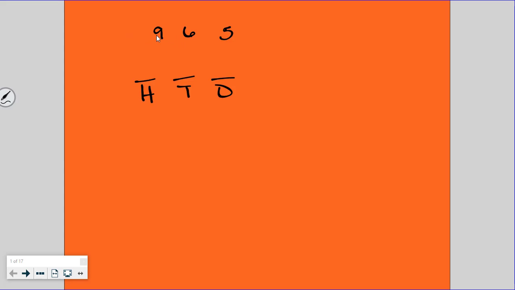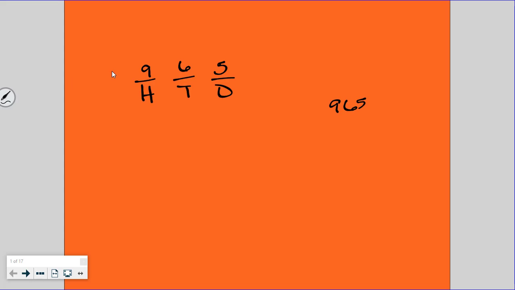So if we have 9 hundreds, that's the most amount of hundreds we can have out of these 3 numbers. And the most tens we could have is we could have 6 tens. And the most ones we could have is 5. So our largest number that we can make is, write it down, 965 is the largest number we can make.